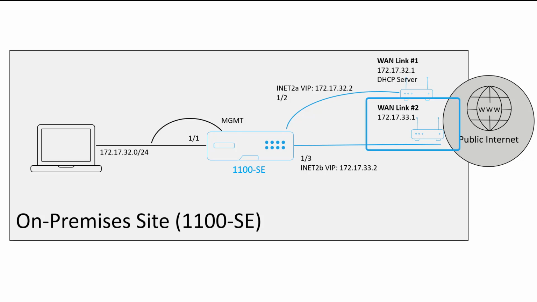WAN link 2 will be provided by a second modem with a gateway IP address of 172.17.33.1. This link will connect to the interface 1/3 of the SD-WAN device, where the SD-WAN will be configured with 172.17.33.2 as the virtual IP address for that link, which again is expected to be NATed by the WAN link 2 modem to a dynamic public IP address to initiate a WAN path to that MCN in the cloud network.